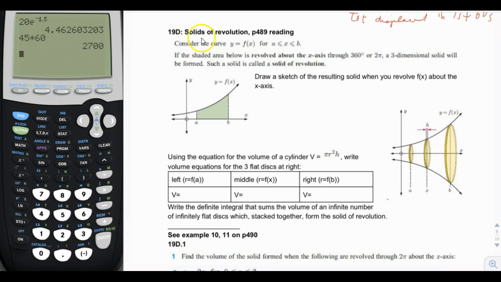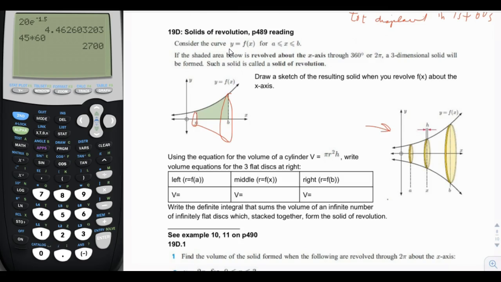Okay, now we're starting 19D, which is solids of revolution. Consider the curve y equals f of x for the interval a to b. If the shaded area below is revolved around the x-axis through 360 degrees, or 2 pi for you radian fans, a three-dimensional solid will be formed. Such a solid is called a solid of revolution. Draw a sketch of the resulting solid when you revolve f of x about the x-axis. Okay, so we could just do it on top of this here. We go whoop, whoop, whoop, and you say, hey, wait a second, it's already drawn here. Okay, that's fine too.